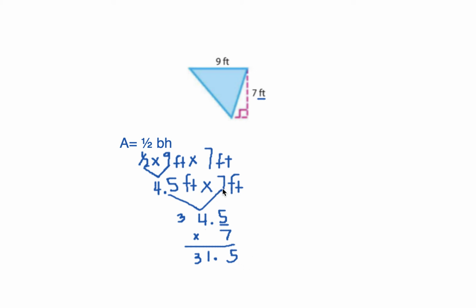Okay, so why did I put the labels down? Because I just did 4.5 times 7, and I got 31.5. Now I'm going to go feet times feet, and that is why I've got square feet. Normally I wouldn't put the labels in, but I wanted to show you how that works. So that is my answer.